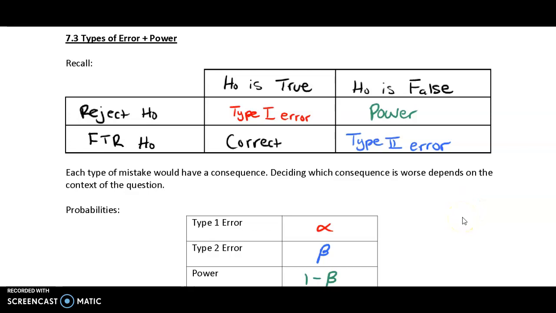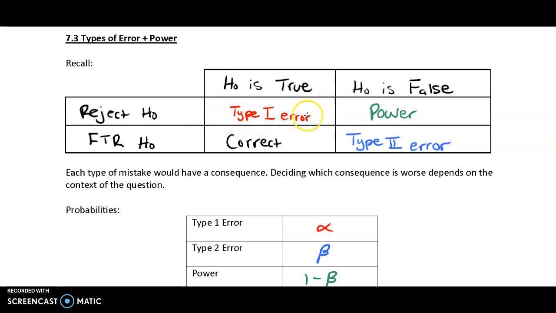Alrighty, so welcome back to a bit of review about types of error and power. Now, we were exposed to this in Unit 6 when we were doing inference for proportions. And remember, when we reject the null hypothesis and we assume that the null hypothesis is true, this leads to a type 1 error, which you'll see right here.